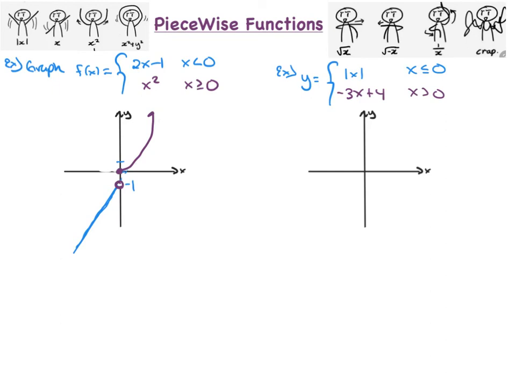Absolute value graph looks like that, or a V. But now I want to erase all the portions greater than 0. So that would be everything over here. And since it's equal to, put a nice big fat closed circle, and I'll erase all the other stuff. There we go.